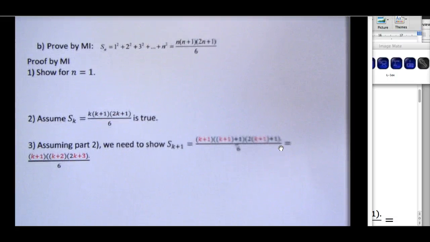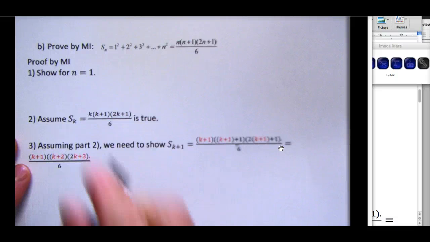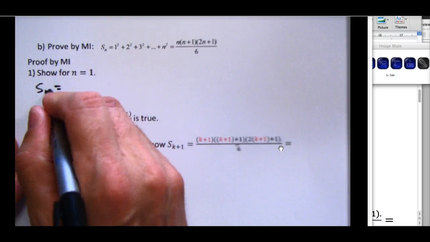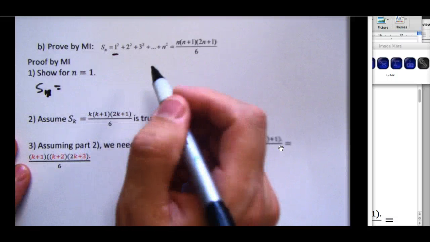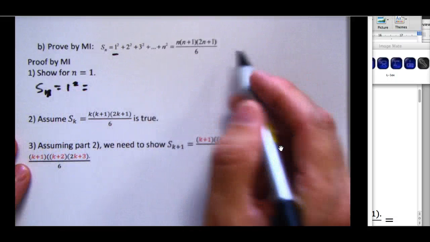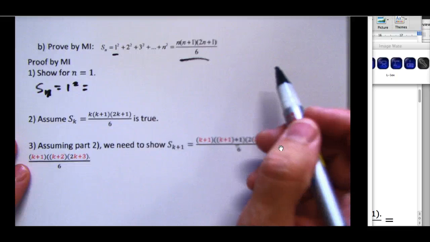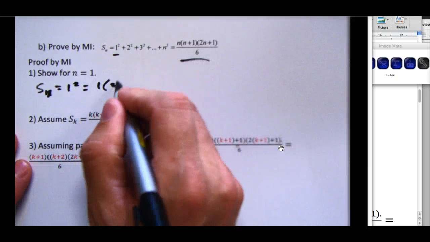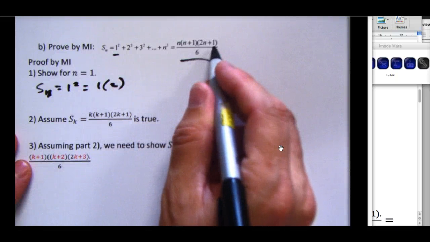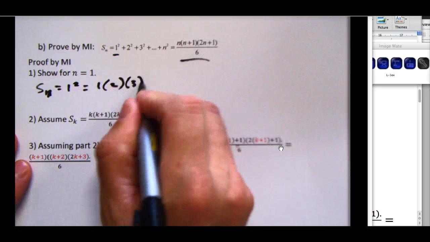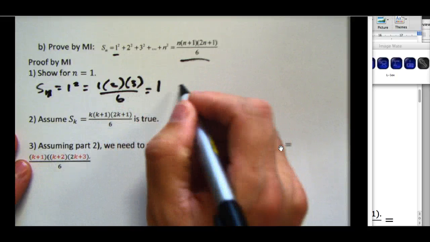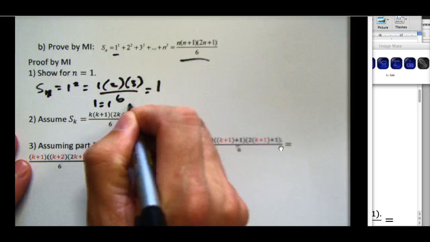Okay, so here we have this. We need to prove that this works for n equals 1. So we do S sub 1 is equal to just that first term. Well, that's 1 squared. The question is, does that equal what I get when I take 1 and plug it into this? So it's 1 times 2, and then that would be 3. So I get a 6. 6 over 6. Does that equal 1? Yes, that does. So I have a situation where 1 equals 1.